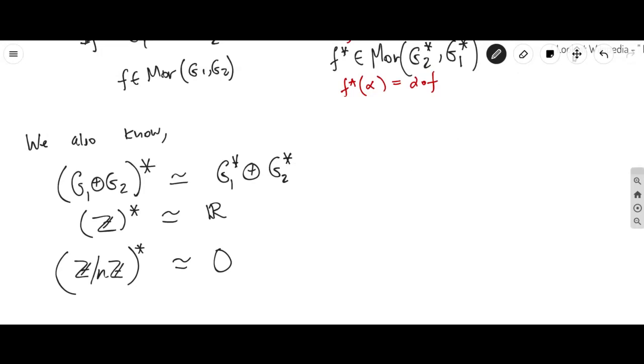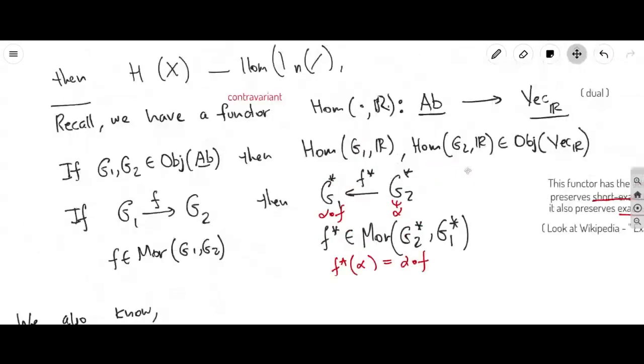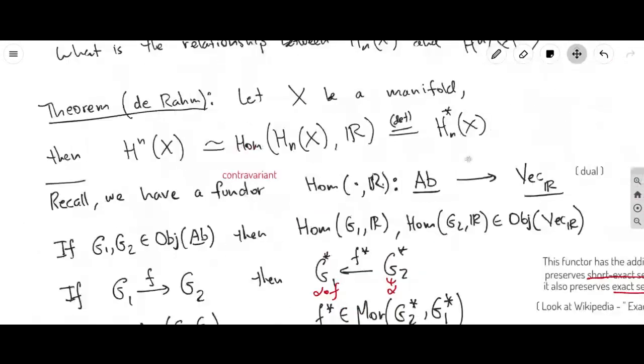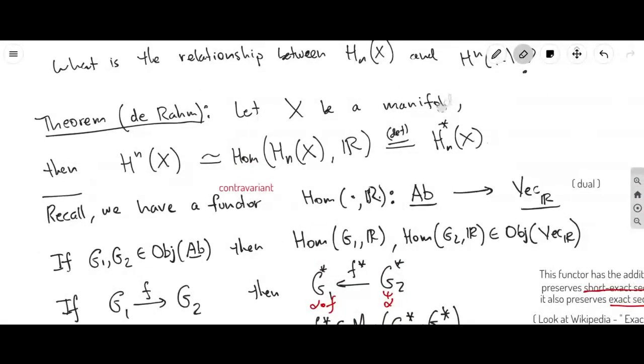So these are properties of the dual. And the de Rham theorem says that if X is a manifold, then the n-dimensional cohomology can be calculated by taking the dual of the n-dimensional homology. However, you do have to be careful, because you do lose information. So let me show you what I mean.